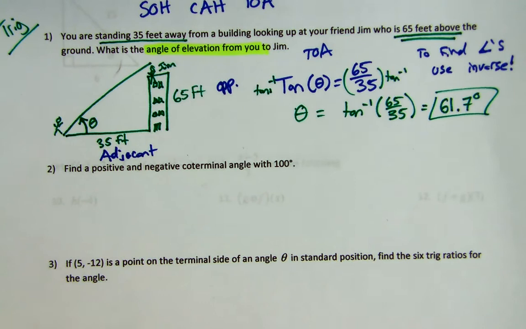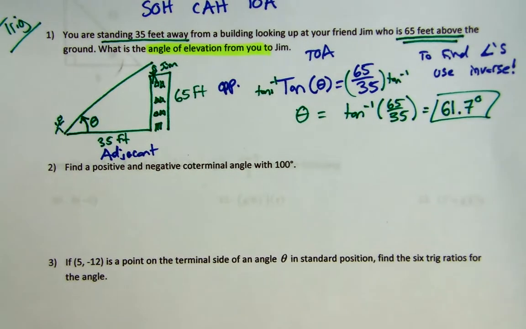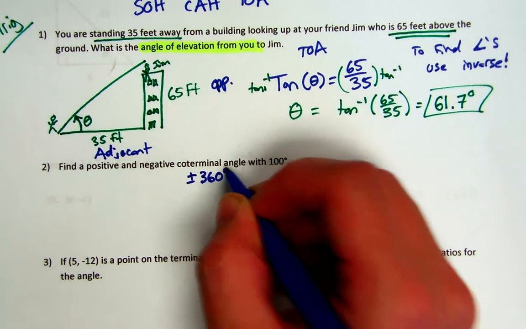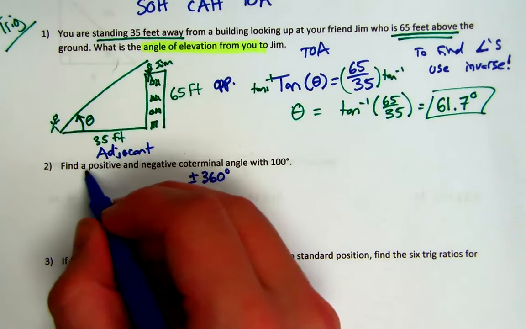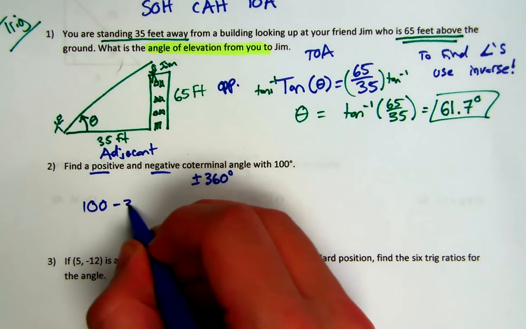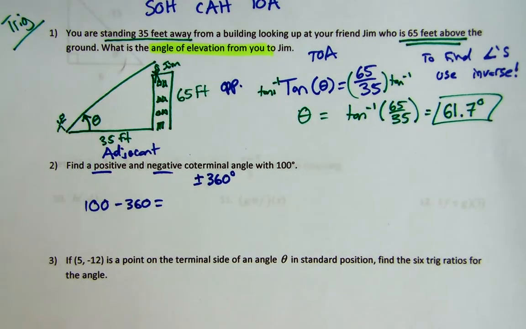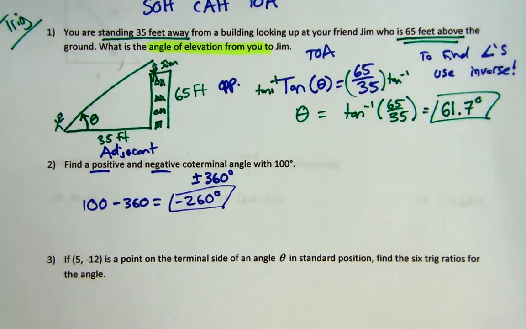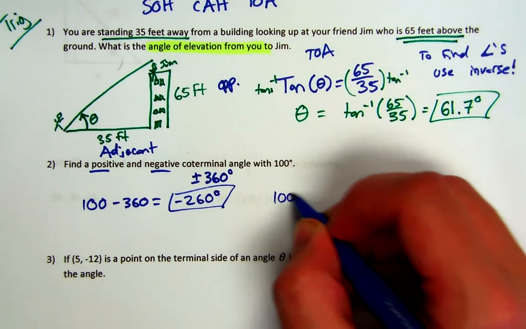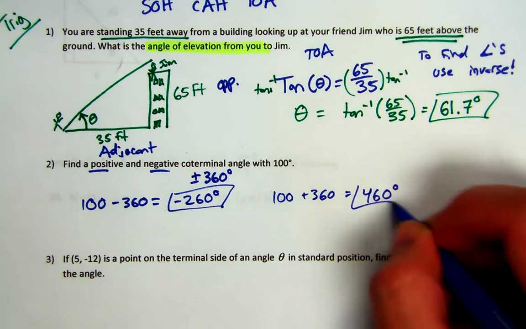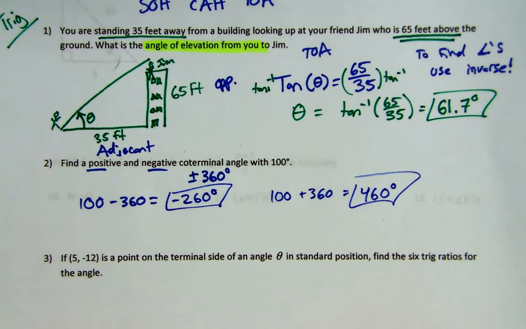Alright, find a positive and negative coterminal angle. Well, coterminal means add or subtract 360 degrees. We need to find a positive and a negative, so take 100 and subtract 360, and we get negative 260 degrees. So that's a negative answer. Now let's take 100 and add 360 to it. 460 degrees. That's a positive angle, so we have our answers.